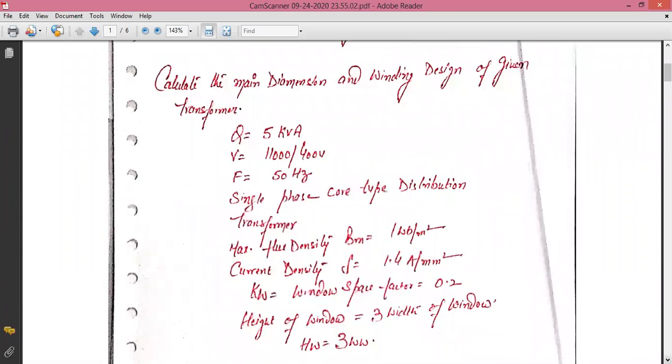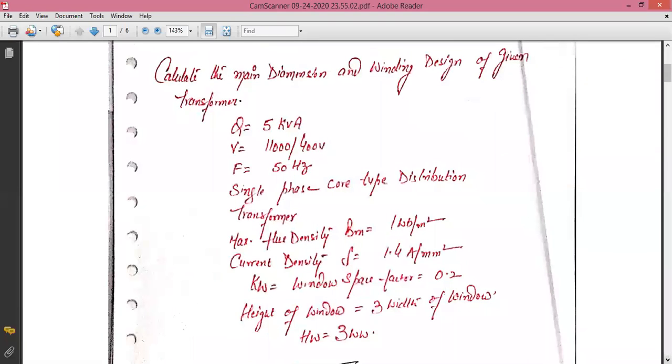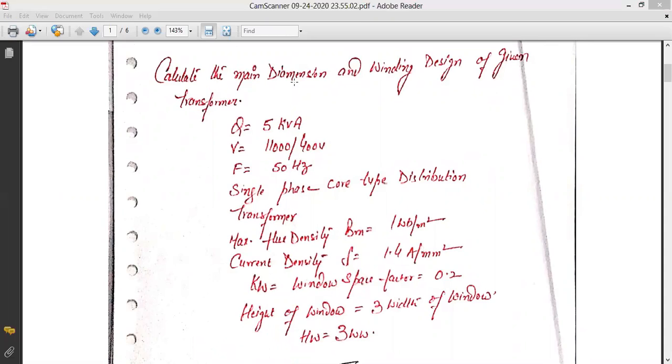So what we have to do is the design of this transformer, and here you can see this is the data provided by the client. Calculate the main dimensions and the winding design of a given transformer. We have Q equals 5 kVA, voltage equals 11,000 by 400 volt, frequency equals 50 hertz. Then you have a single phase core type distribution transformer. Some more data will be given: maximum flux density is equal to 1 Wb per meter square, current density is equal to 1.4 amperes per mm square, window space factor is equal to 0.2, the height of the window is equal to 3 times the width of the window, that means HW is equal to 3 times WW. Now based upon this data you have to calculate the main dimensions, and after that its winding design. Is it clear?